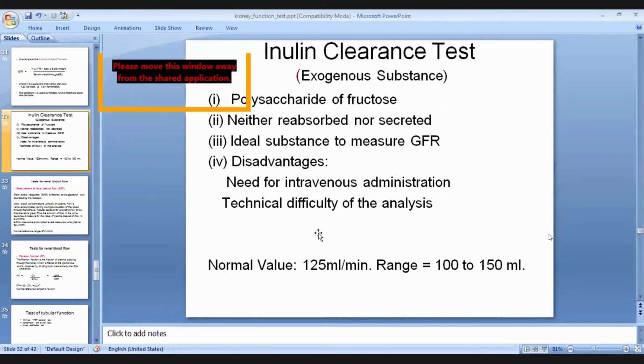The normal range is 125 ml per minute, and when you talk about the range, 100 to 150 ml, it is very close to our GFR. Okay, normal body GFR is 125 ml. So the inulin clearance test can be taken as a standard for measuring the GFR, and it is exogenous and should be provided intravenously.